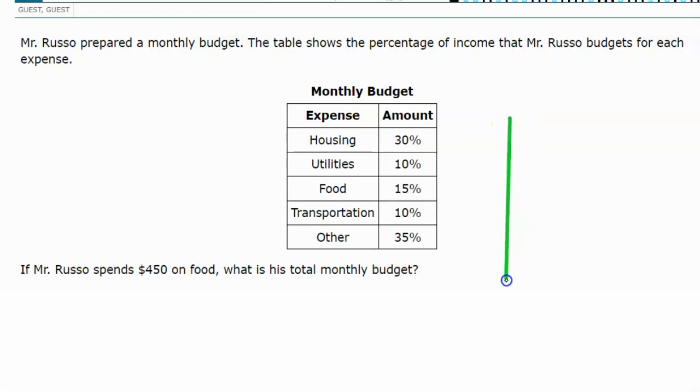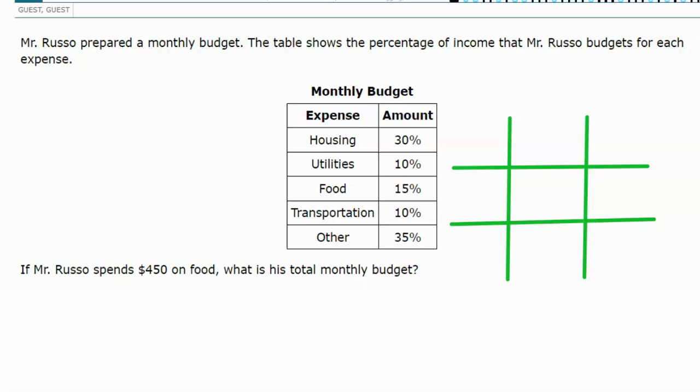Okay, so you see that it's a proportion problem because we see percents. Recall that a proportion box compares several things. In this word problem, we're first going to notice that the question gives us food.